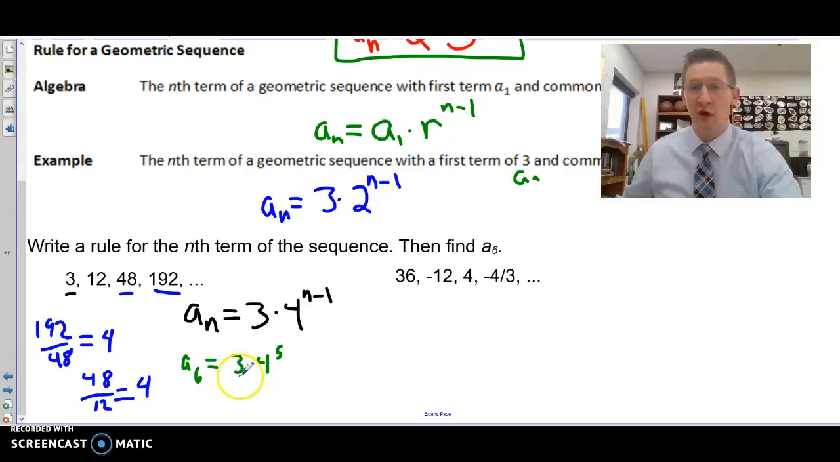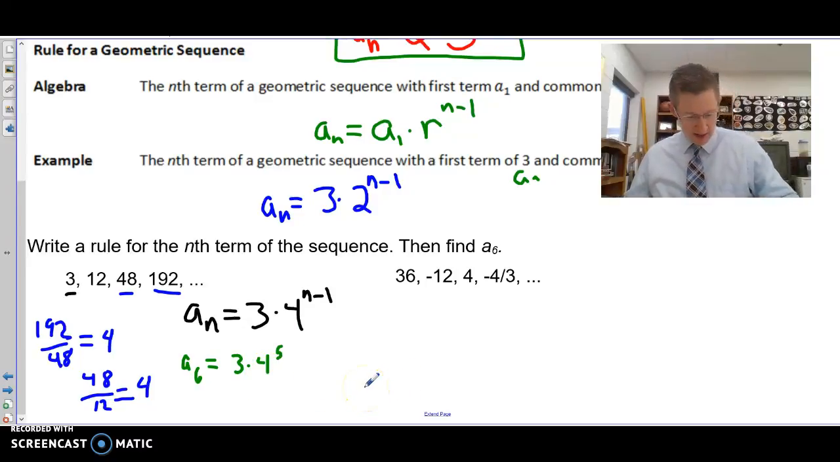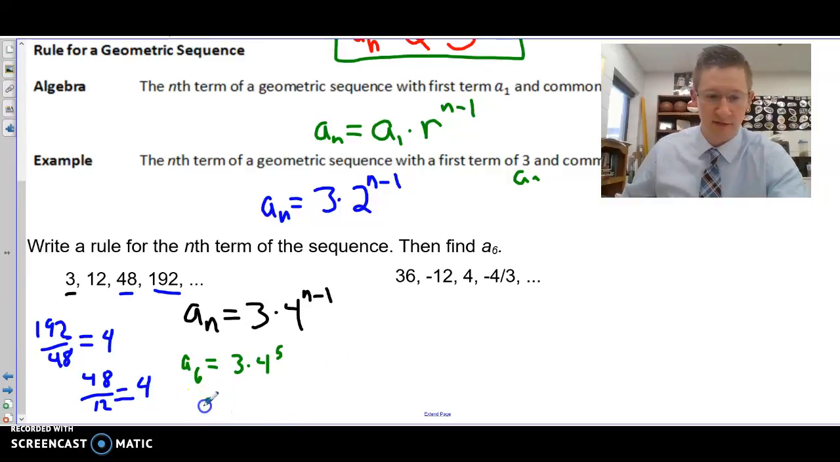Now be careful. You don't take 3 times 4 first and get 12. Order of operations, we have to do exponents first. So I'm going to take 4 to the 5th power first, and then I'm going to multiply that by 3. To save some time, you could type that into a calculator if you wanted to, but the answer that you should come up with is 3072. That would be the sixth term. Okay, so I got my rule, and I got my sixth term, like I was asked to do.